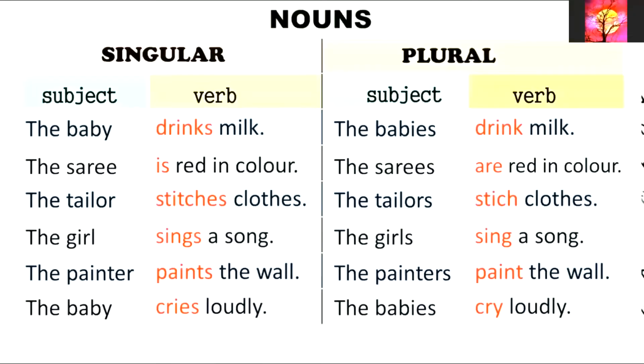Let us look at some more examples. The first sentence: the baby drinks milk. Since the subject, the baby, is singular, the verb is followed by S.